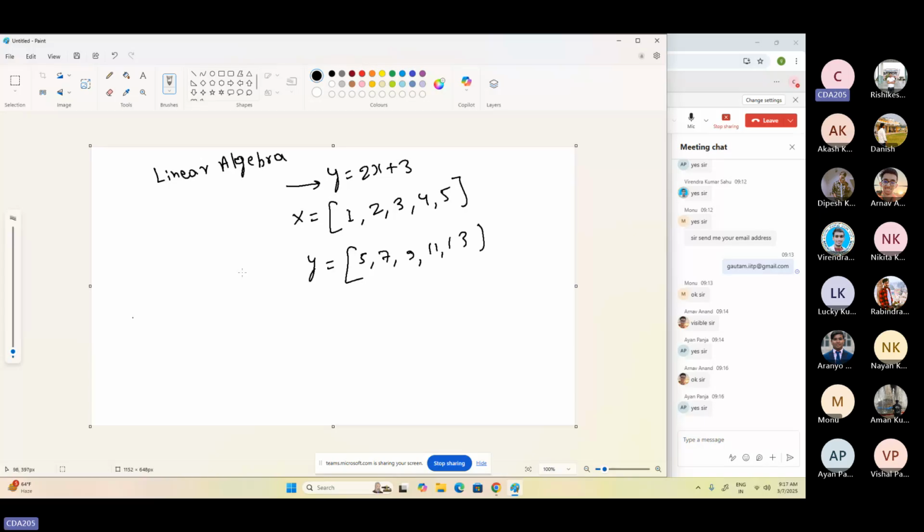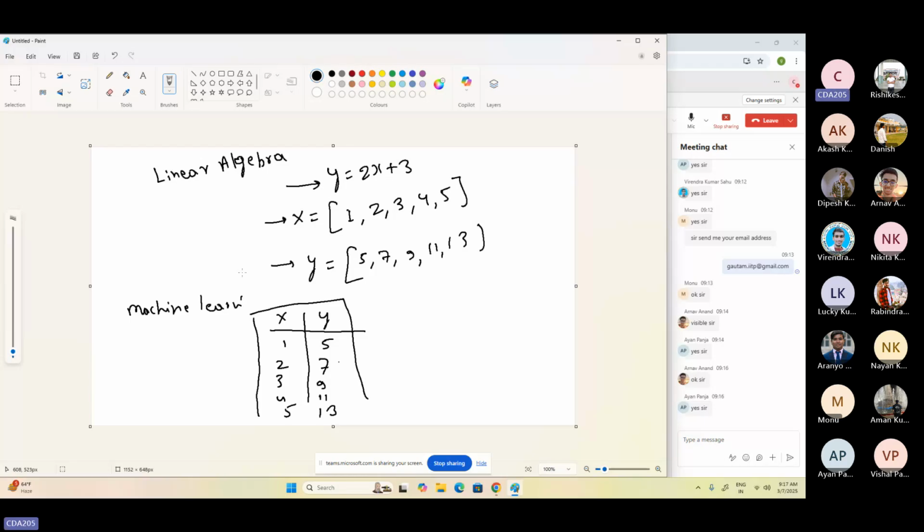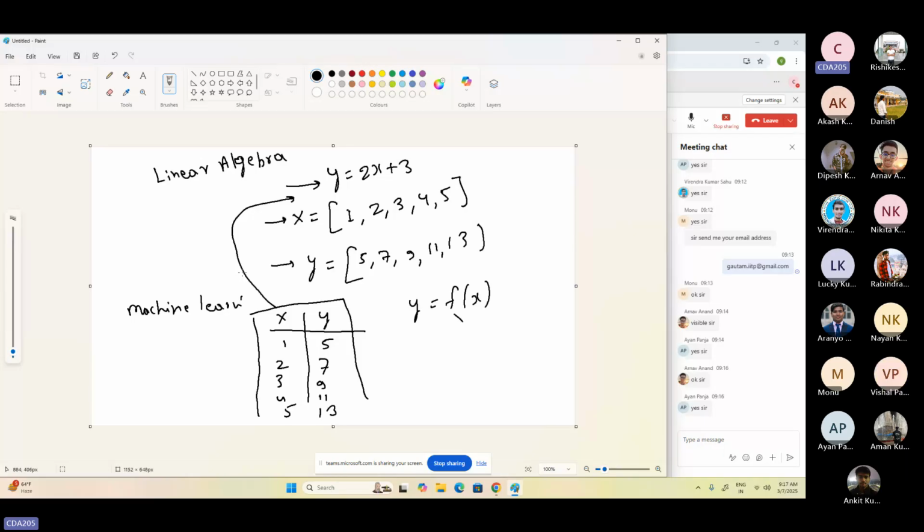But in machine learning, we have a training data set, that is x and y, both given. That is x as 1, 2, 3, 4, 5 and y as 5, 7, 9, 11 and 30. On the basis of this data set, we have to find the equation of the line, or the function, y equals f(x). This function is known as the prediction function. We can also call it the pattern.